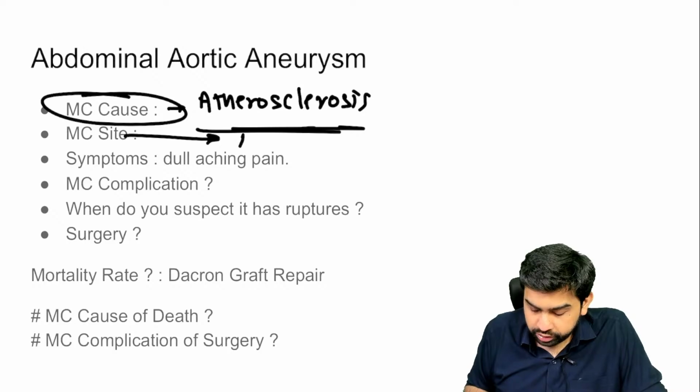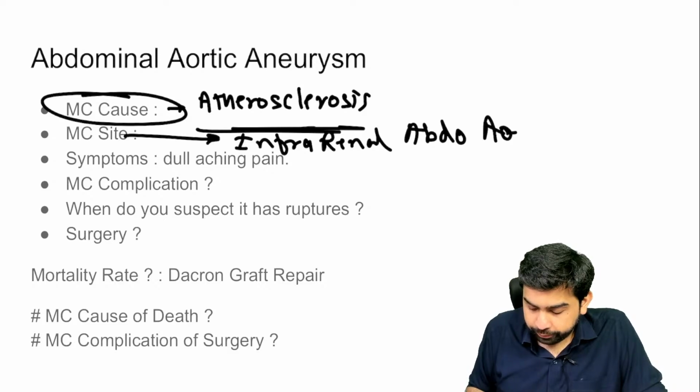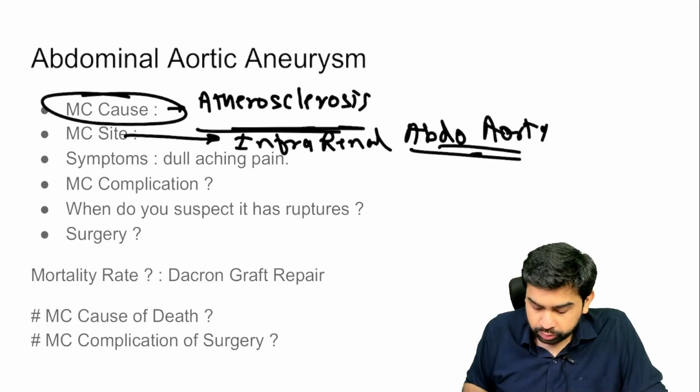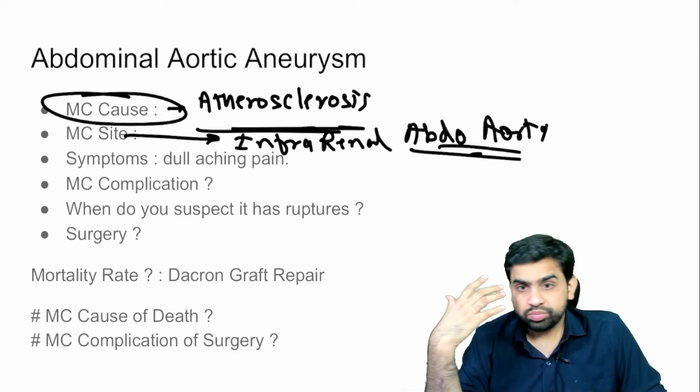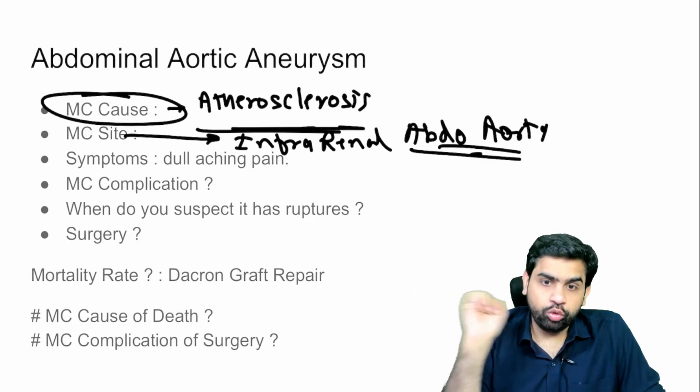As I just told you, it is an infrarenal abdominal aorta. Infrarenal abdominal aorta. This is the most common site. What is the symptom? Per se, the abdominal aortic aneurysm does not have any major symptom.